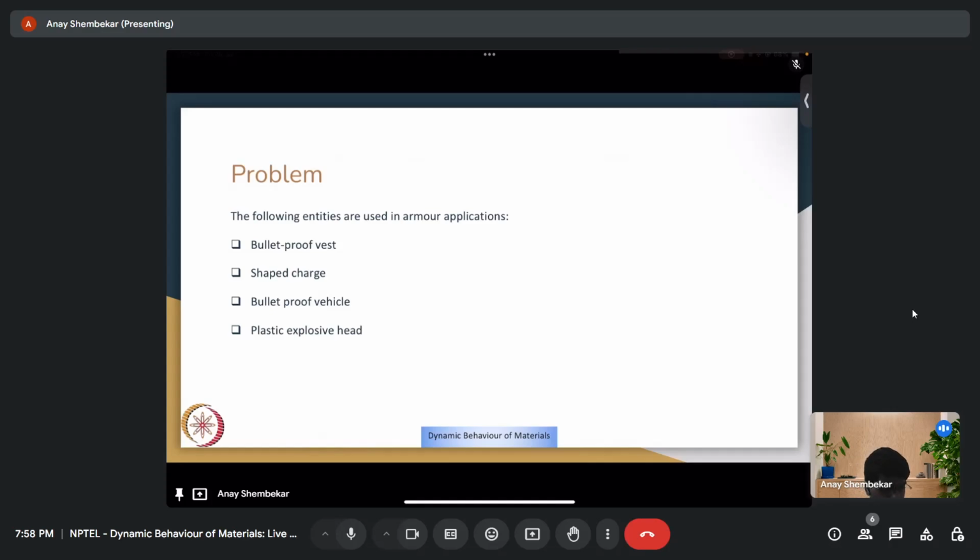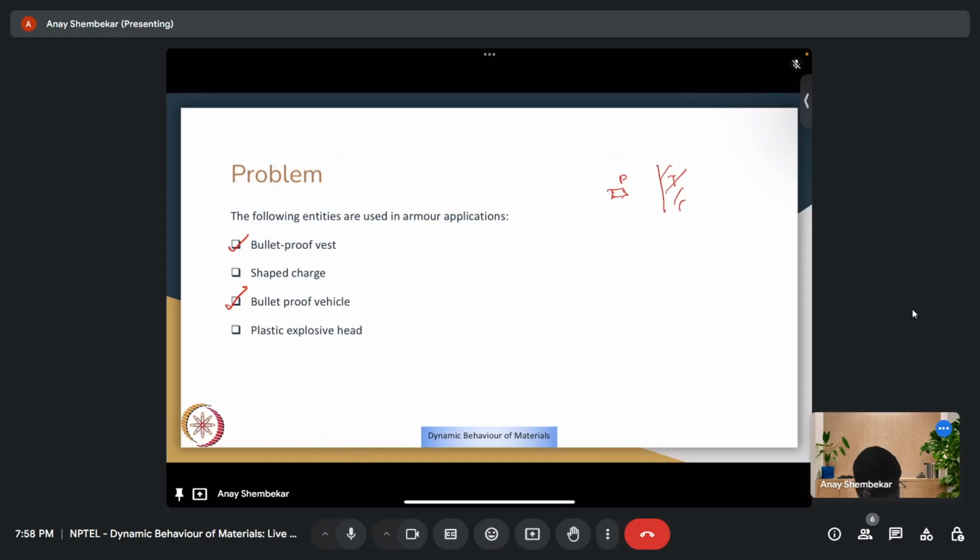a few problems on the same. The first problem basically asks which of the following entities are used in armor applications. As I mentioned, armor would be protecting a target from a projectile. So that would be a bulletproof vest and a bulletproof vehicle. Okay, which of the following is not an application of dynamic behavior of material?